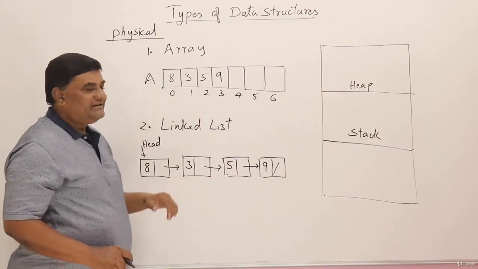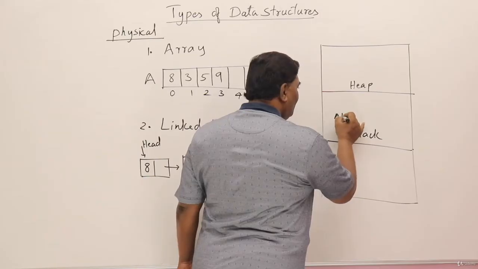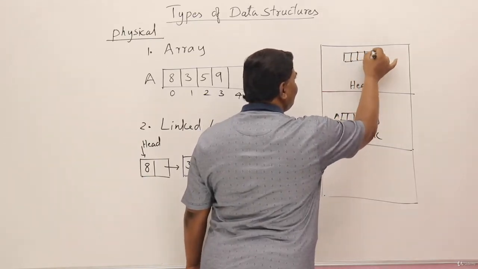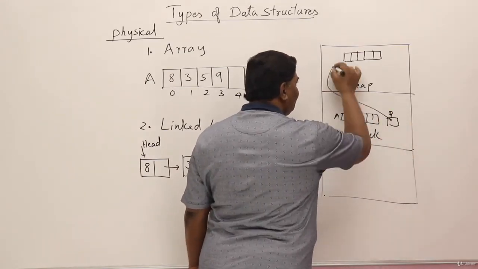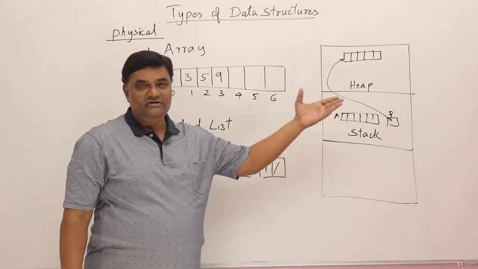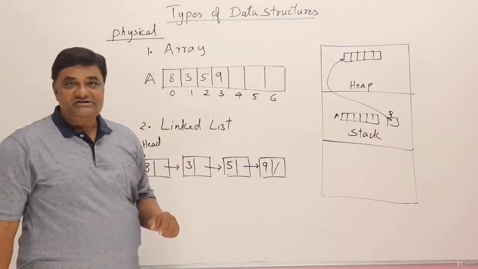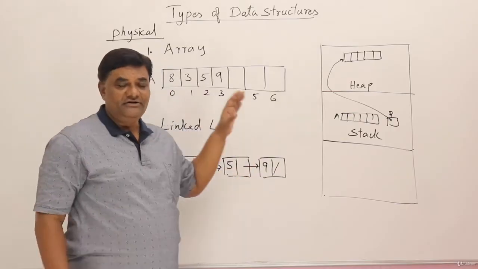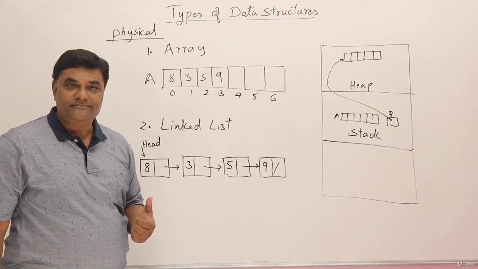Where can this array be created? An array can be created either inside the stack or inside the heap. We can have a pointer pointing to this array. So an array can be created anywhere. When to use this data structure? When you are sure what is the maximum number of elements that you are going to store. If you know the length of the list, then you can go for an array.